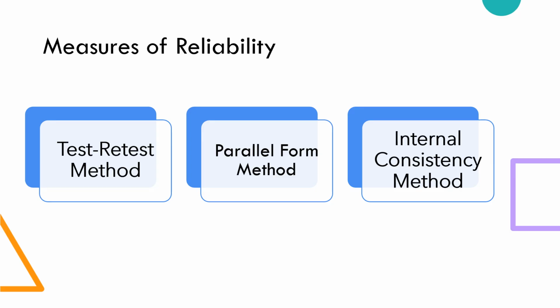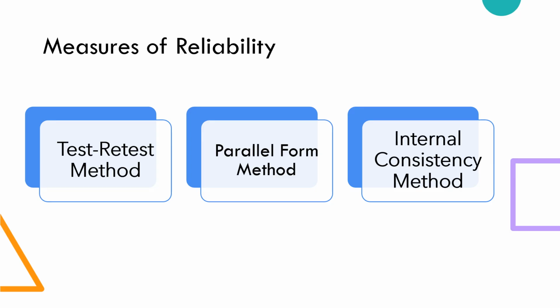The parallel form method is where reliability can be determined by giving the same group of students two equivalent versions of a test and comparing the correlation of the scores. The two versions of the test should cover the same content, be of equal difficulty, and be statistically similar.